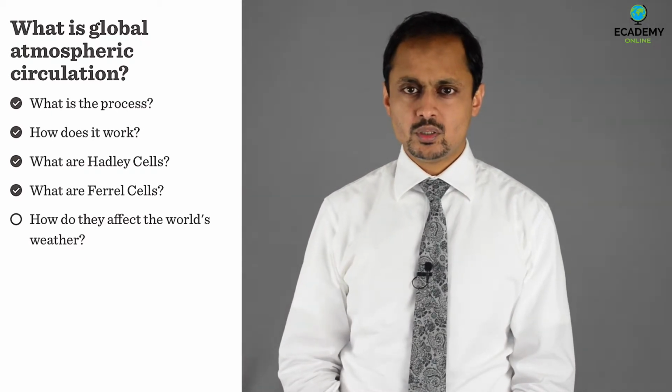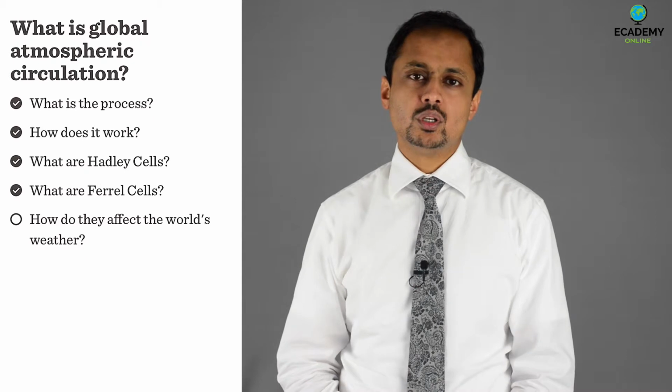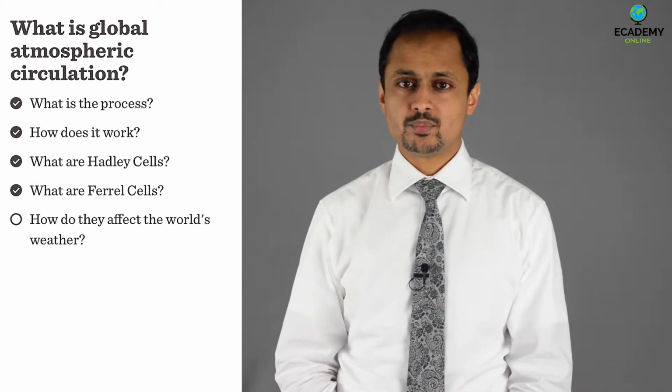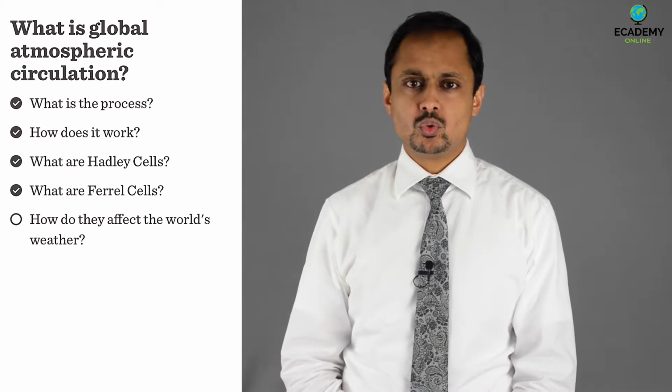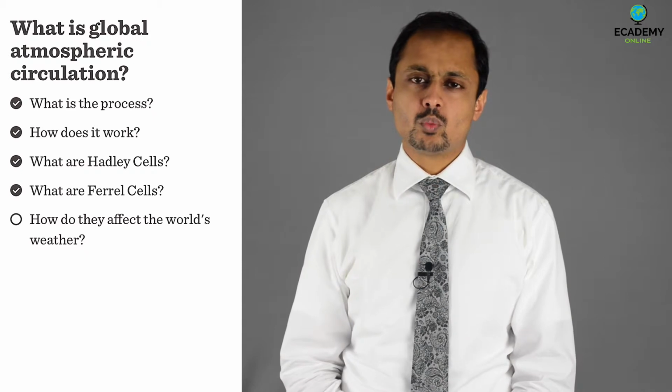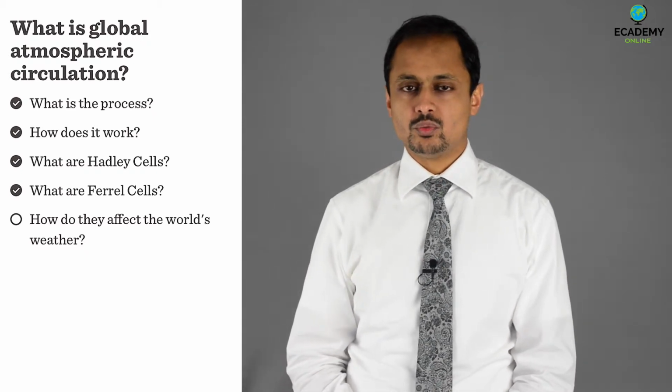However, the spin of the Earth induces an apparent motion to the right in the northern hemisphere and left in the southern hemisphere. This deflection is caused by the Coriolis effect and leads to the prevailing westerly and southwesterly wind often experienced over the United Kingdom.